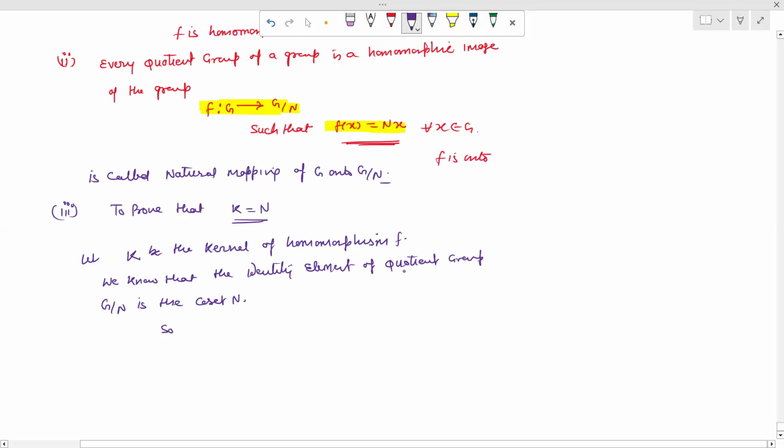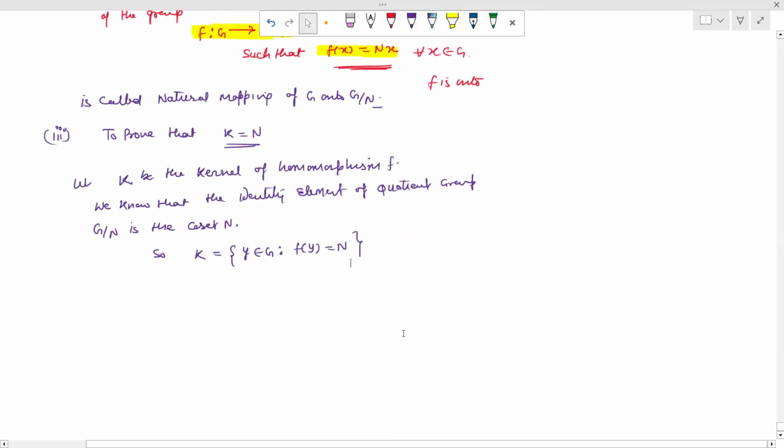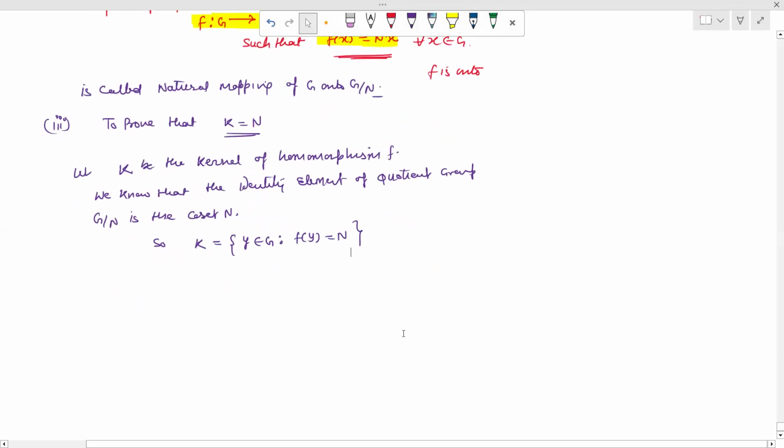So we can say that the kernel K is equal to the set of elements y which belong to G such that f of y is equal to N. By definition of kernel, f of y equals the identity, and N works as the identity element. So we can write f of y is equal to N.